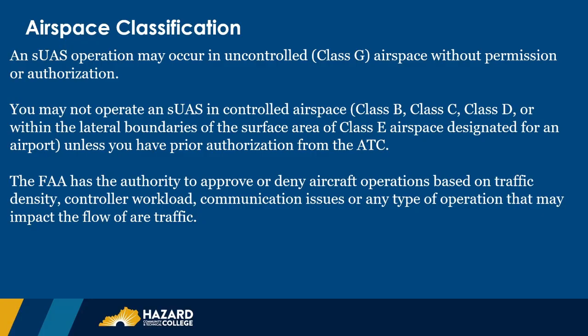Airspace classification. An SUAS operation may occur in uncontrolled airspace, Class G airspace, without permission or authorization. You may not operate an SUAS in controlled airspace unless you have prior authorization from air traffic control. The FAA has the authority to approve or deny aircraft operations based on traffic density, controller workload, communication issues, or any type of operation that may impact the flow of air traffic.